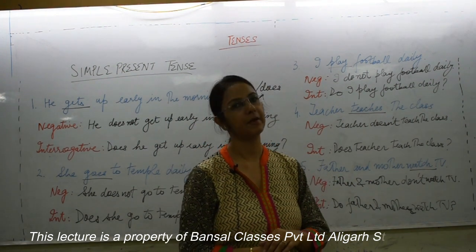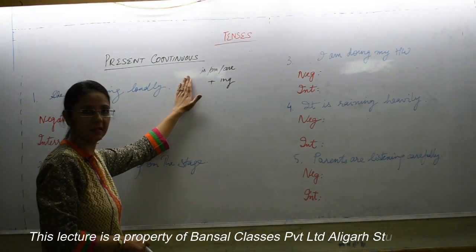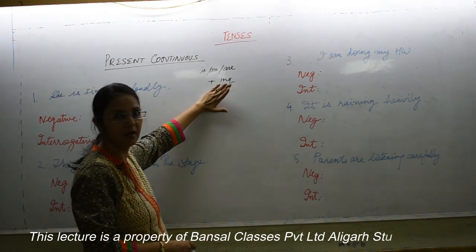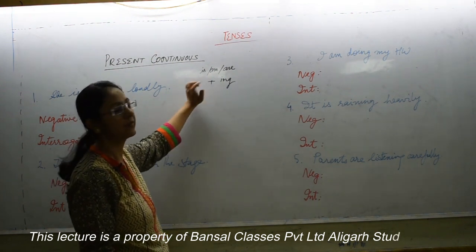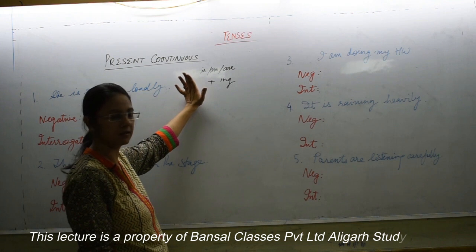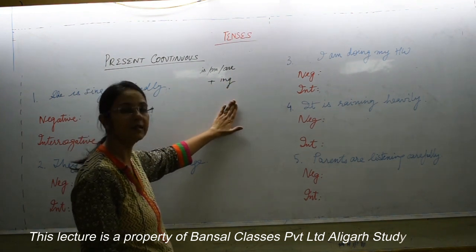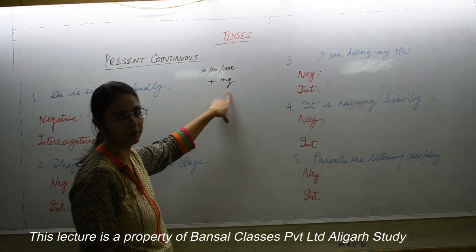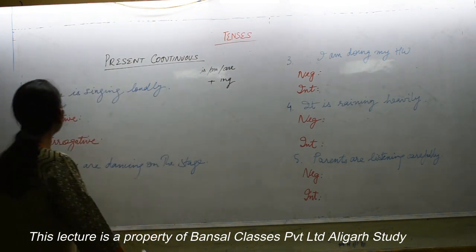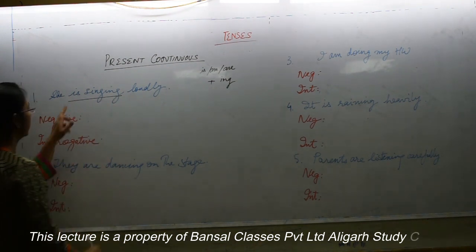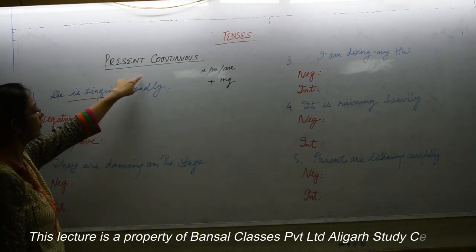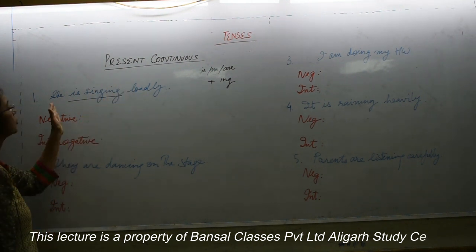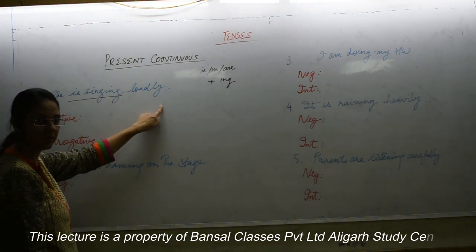Let's move on to present continuous tense. So now in present continuous tense we make use of is, am, are, again depending upon the subject. I will go with am, he and she will go with is or the singular entity, and the plurals will go with are, plus the ing form of verb. Let's check out. She is singing loudly. Is because it is coming with she. Ing is the form of continuous, verb plus ing. So she is singing loudly.